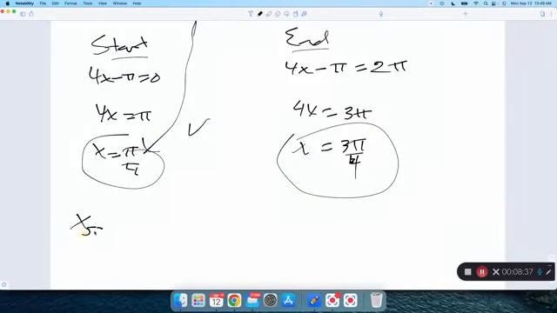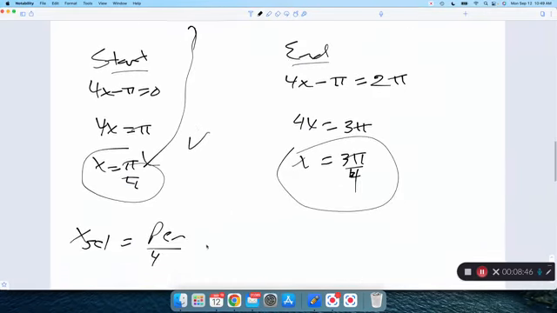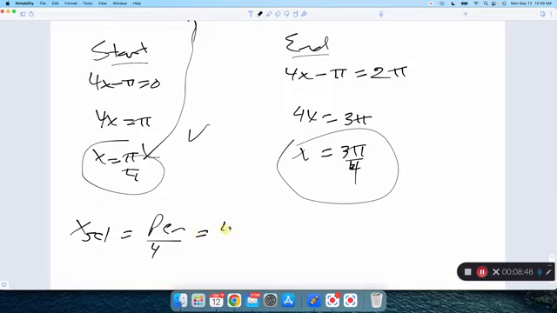Okay, our scale. The period over 4. Let's use the reduced version of the period. Let's make our fractions a little easier. So pi over 2 over 4. We've got to do a little keep, change, flip. That's pi over 2 times 1/4, because that's 4 over 1. That's pi over 8. That's my scale.